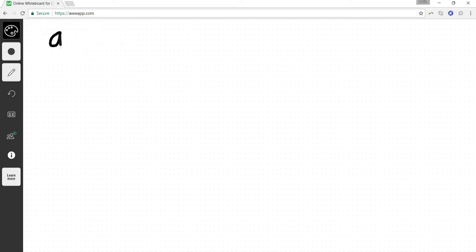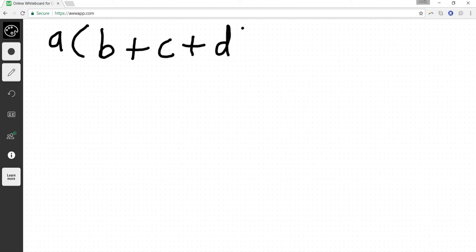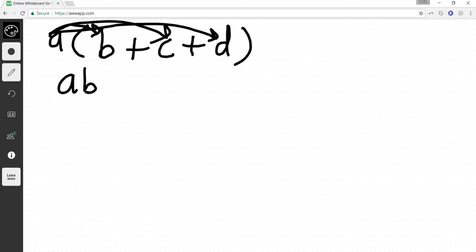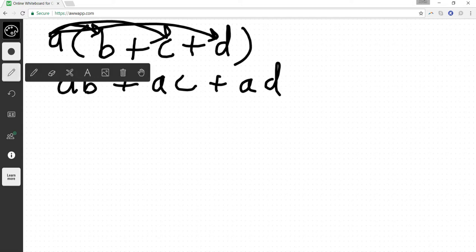Now, let's do this problem. Let's say I have A times (B plus C plus D). Here's what I do. I do A times B, then A times C, and then A times D. So I get AB, A times B is AB, plus AC, plus AD. And again, that's all there is to it. The whole problem's finished now.